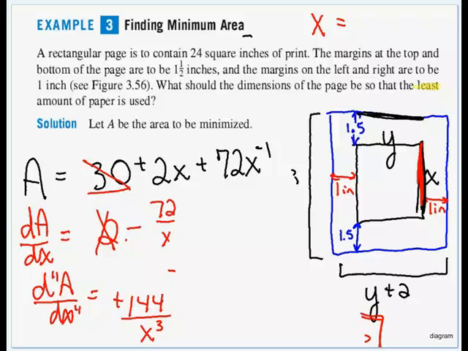If we plug our critical number of 6 in, we're going to have a positive numerator, 144. A denominator, 6 to the third power, is also positive. Positive second derivative means our function is concave up around that critical number of x. If it is concave up, that means our critical number is at the bottom of that valley. Therefore, it is a relative min, and that's what we were looking for. So now we're sure that x equals 6 is the minimum value to minimize the area of that page.